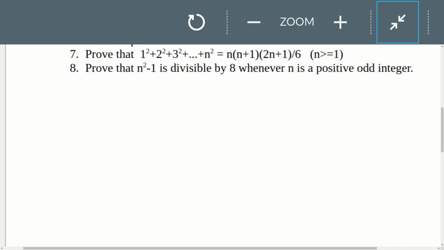On the board? Yeah, on the board. So prove that the sum of the first n squares is equal to n times n plus 1 times 2n plus 1 over 6. This is like algebra workout day.